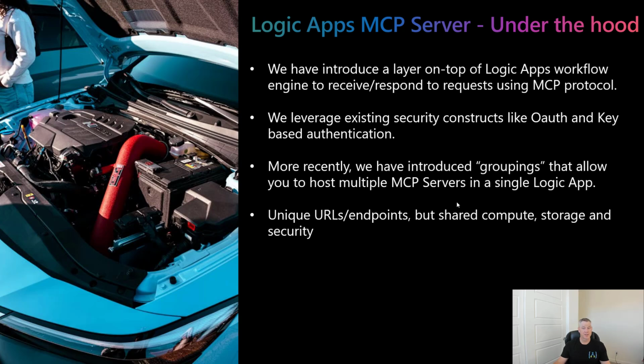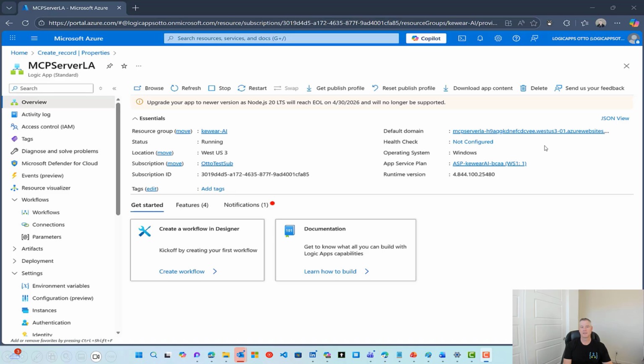And so we have introduced something called groupings that allow you to host multiple MCP servers in a single Logic app. This allows you to reuse the compute that you're paying for and have unique URLs for those different groupings, because let's be honest, there might be some agents that don't need access to some of these other capabilities, and that allows you to separate them because you've got unique URLs and endpoints. Now, the one thing that is shared, though: the compute remains shared, the storage remains shared, and the security remains shared as well, but you do have those unique endpoints. So let's see this demo in action and go deeper underneath the hood.